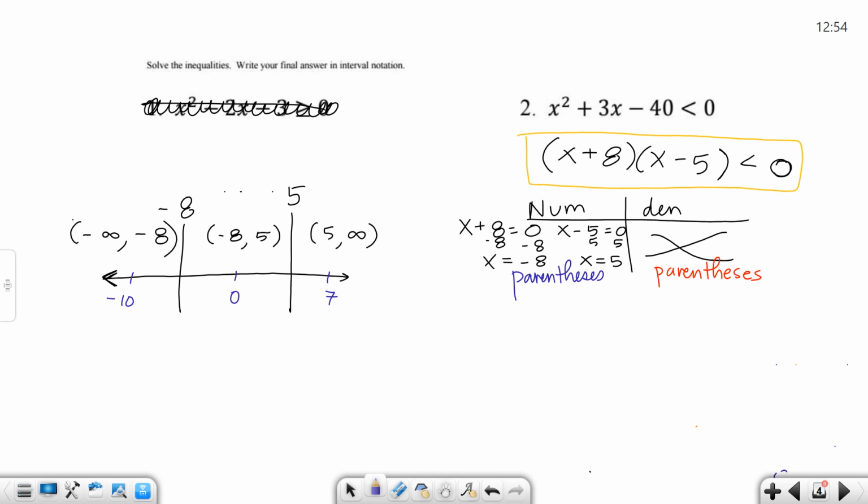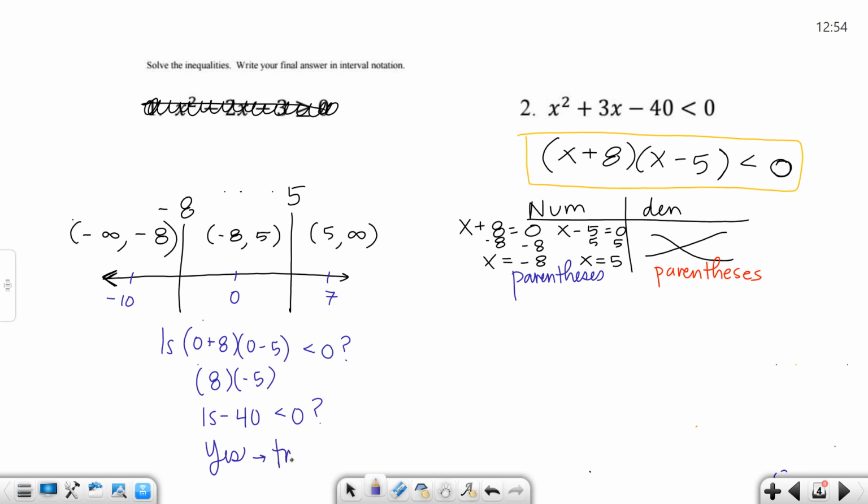So if I take 0 and plug it into that expression, I'm going to get 0 plus 8 times 0 minus 5. And I'm looking to see, is this expression going to be less than 0? Okay, so this is 8, and this is negative 5, so that's going to be negative 40. Is negative 40 less than 0? Yes, negative 40 is less than 0, so that means this interval is going to be true.